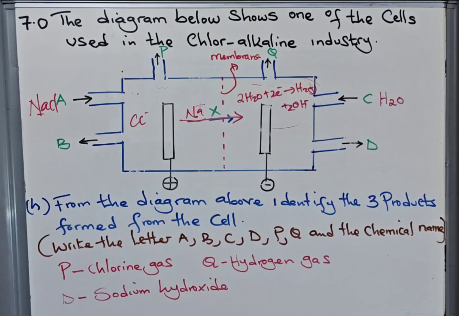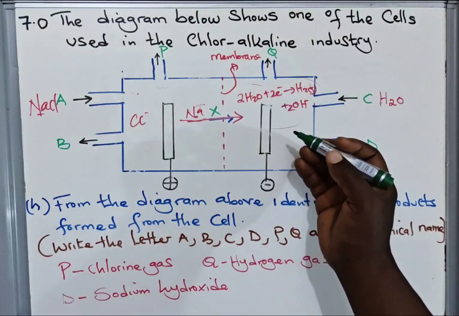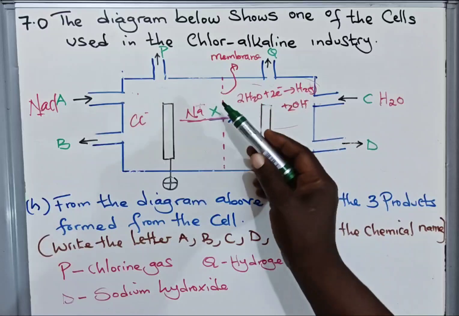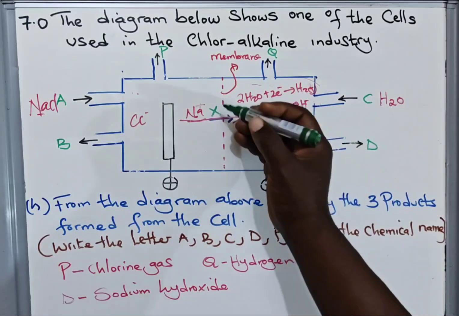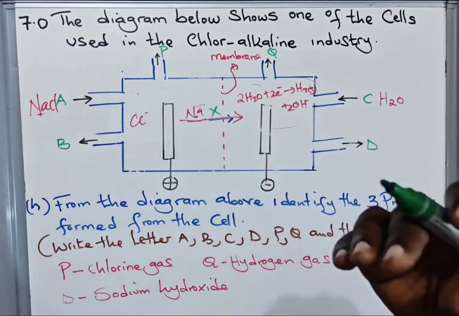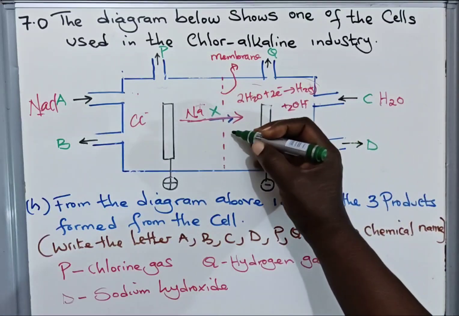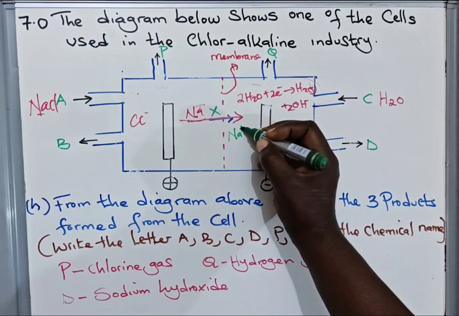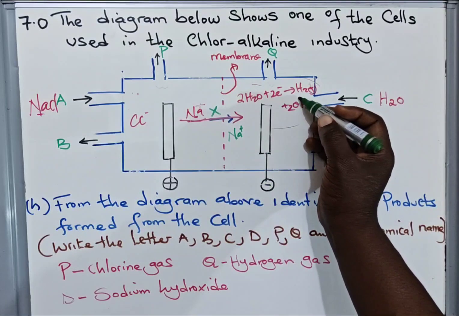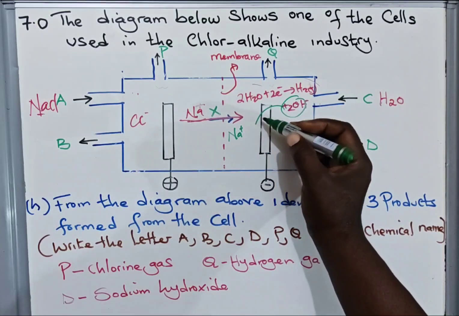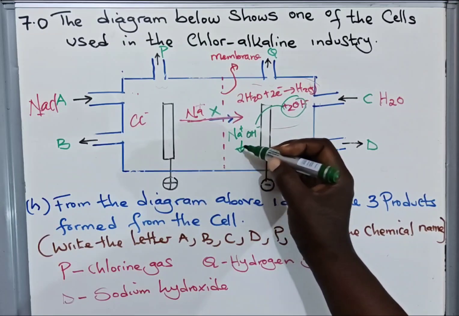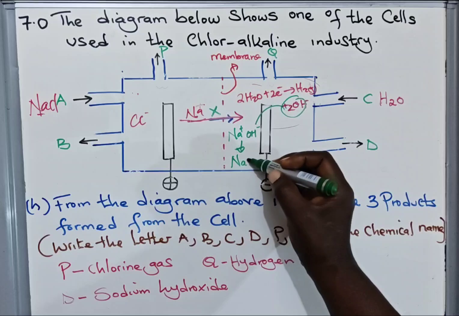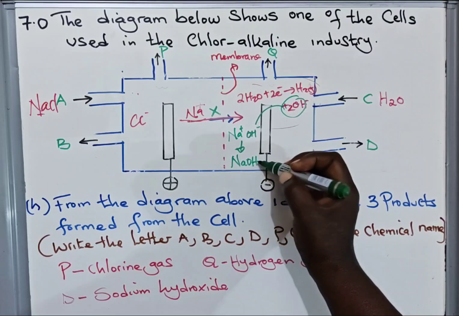Okay, I need to tell you here how sodium hydroxide is formed. This is what you have to know: the sodium ion crosses the membrane. It's selectively chosen to go through the membrane. So you have the sodium ions, and you have also the hydroxide ions here. So when these two combine, what do we get? We get sodium hydroxide, which is this one.